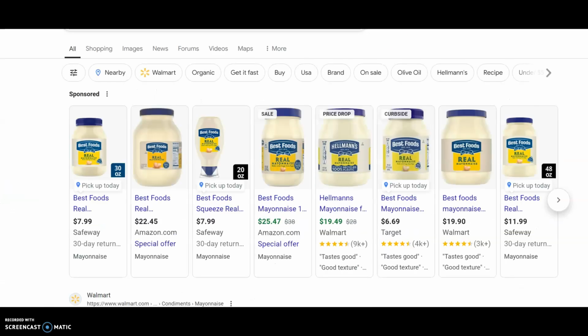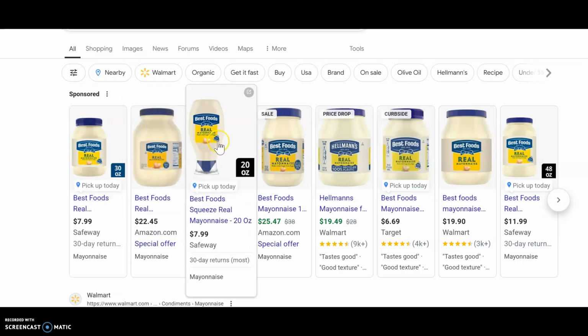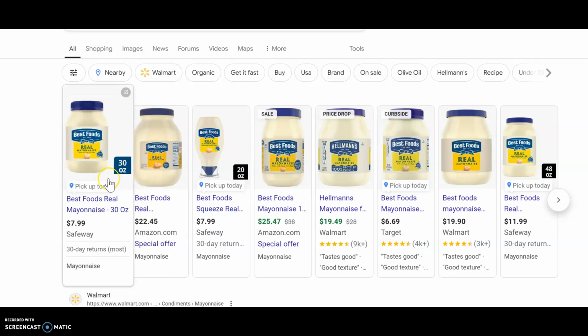I can also take a look and see, so mayonnaise, well, this container is 30 ounces for $7.99. Look at this. This is 20 ounces for the same price. So you want to think about how much mayonnaise are you going to need in a month? You don't want to buy too much so that it goes bad, but of course you'd want to buy the most for the least price, right?